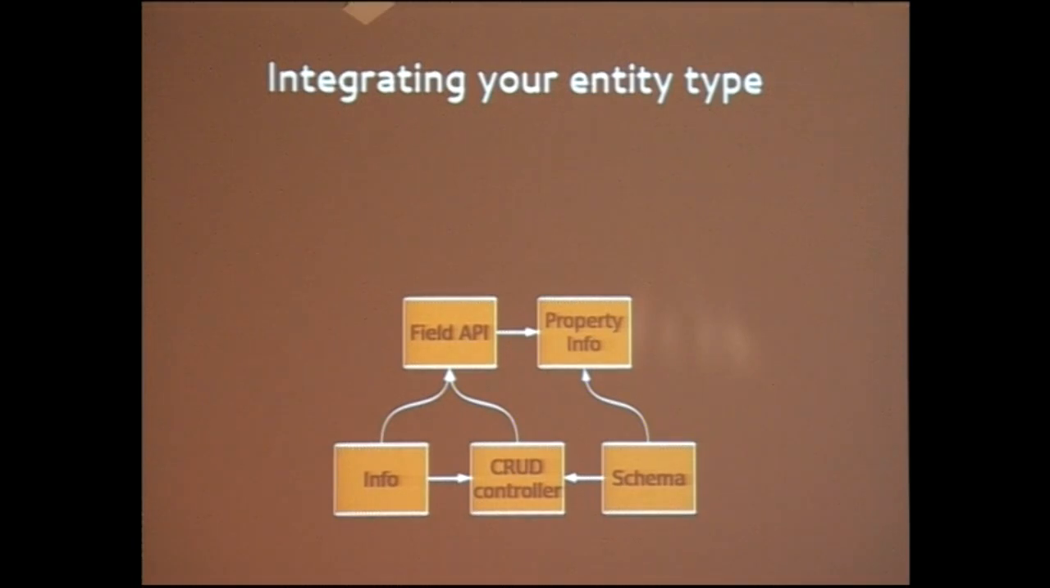It works like that. So you start with the entity information, the CRUD controller, and the schema, as said. And then the system already takes care of invoking the field API for you, so you have nothing to do there. Then there is property information generated already for you. So the entity API module takes a look at your schema, and it tries to come up with some useful entity property metadata for you.